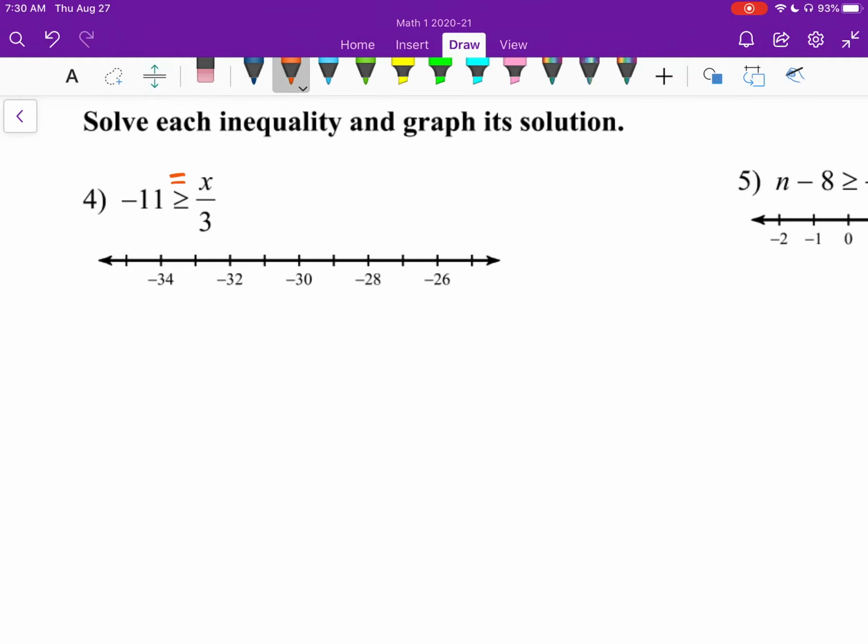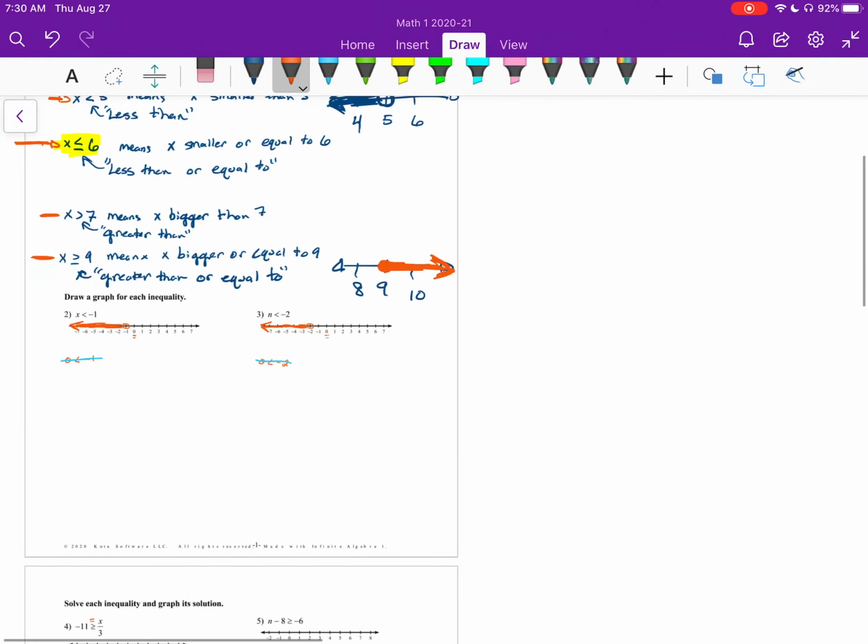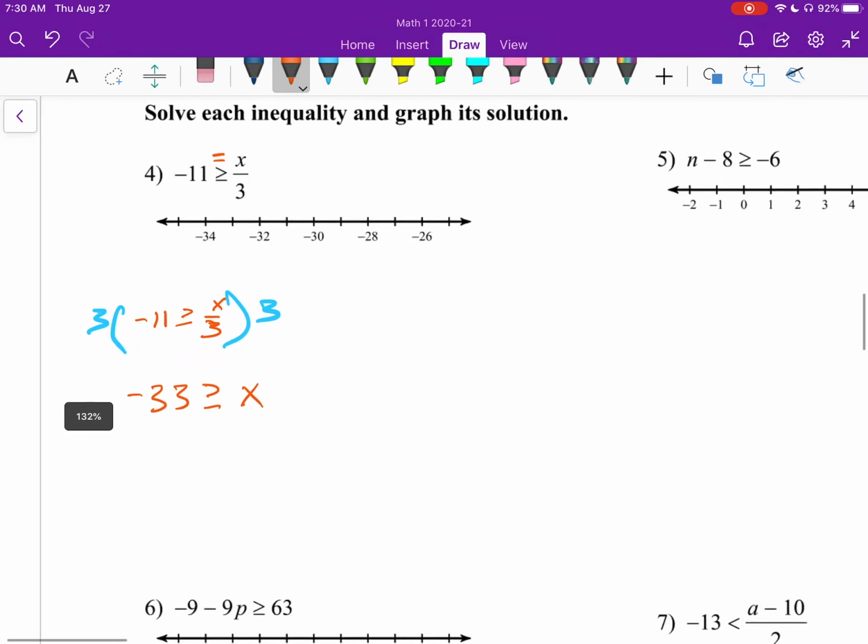And I think there's going to be a problem like that later on, and I'll show you what I mean then. So for here, I'm going to pretend like I have negative 11 equals x over 3, right? If you get really uncomfortable, you can always write it as an equal sign, but I'm going to leave it as the greater than for now. That way we don't get confused. So I'm going to multiply both sides by 3, and I get negative 33 is greater than or equal to x, right? So now I just go off of this just like I did numbers 2 and 3, because number 1 was the notes.